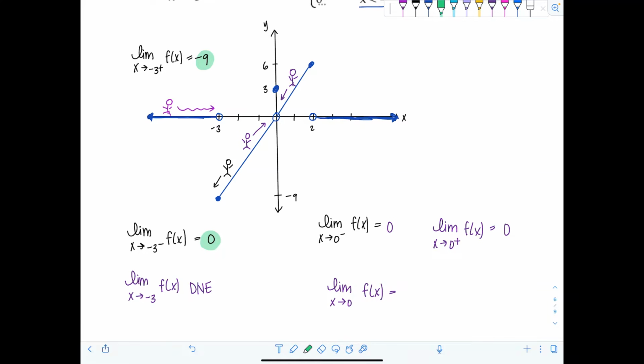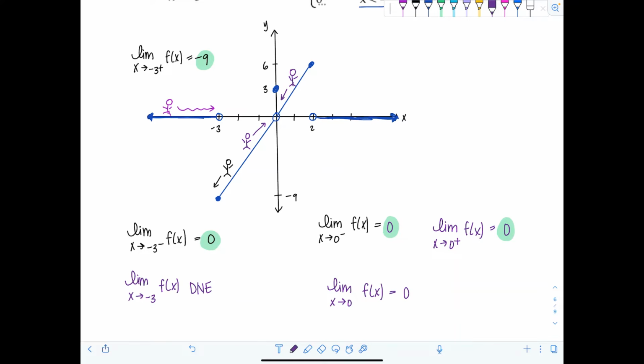If we're approaching 0 and I'm not telling you from which side, in that case, the limit from the left equals the limit from the right. So I can say the limit is 0. Now you might say, but wait a minute, there's an open circle. There's nothing there at 0. I know, that's okay though. We're talking about limits. No one asked you what's the function equal to at 0.